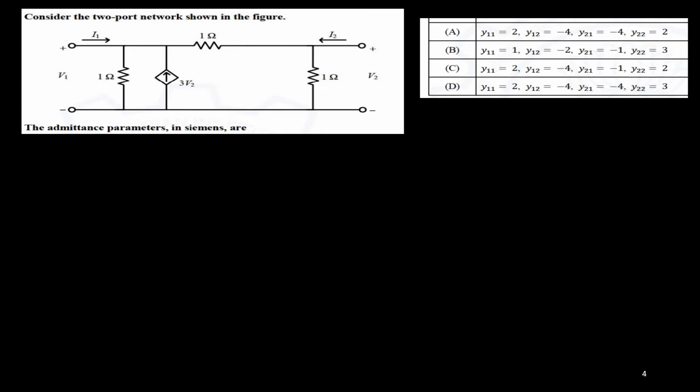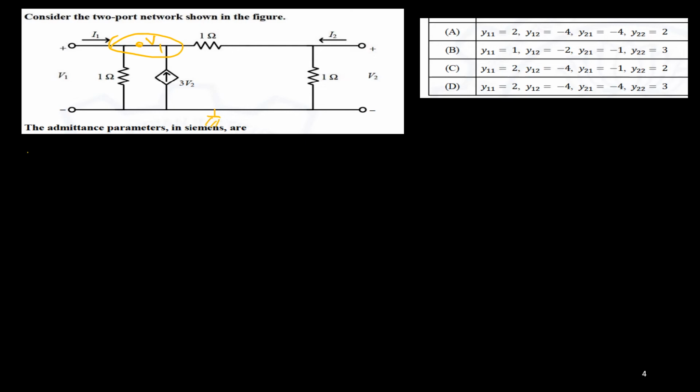Now consider this node. There's no element here, so this is the same node. In this node, I1 is coming into the node, and 3V2 is also coming into the node. This node potential is V1, with respect to ground. So I'll consider this as ground, and use KCL at the input node.